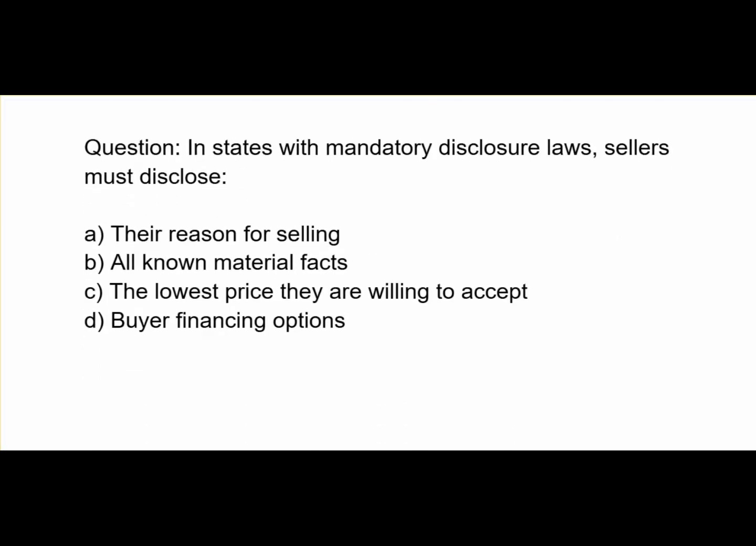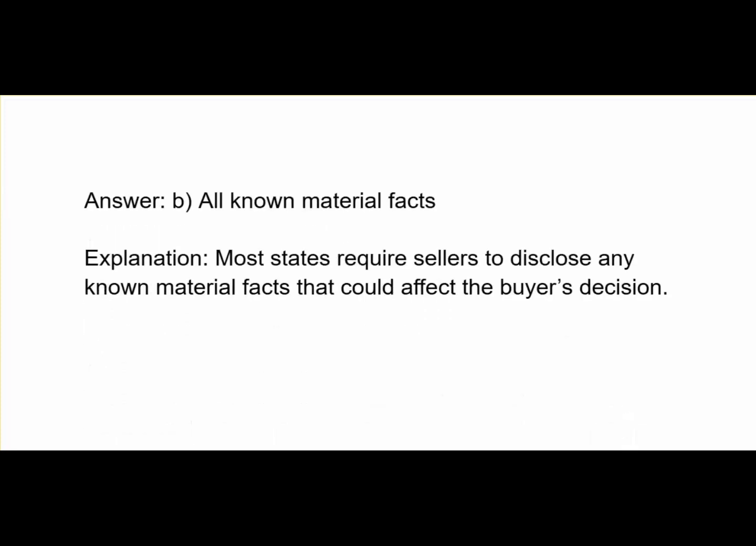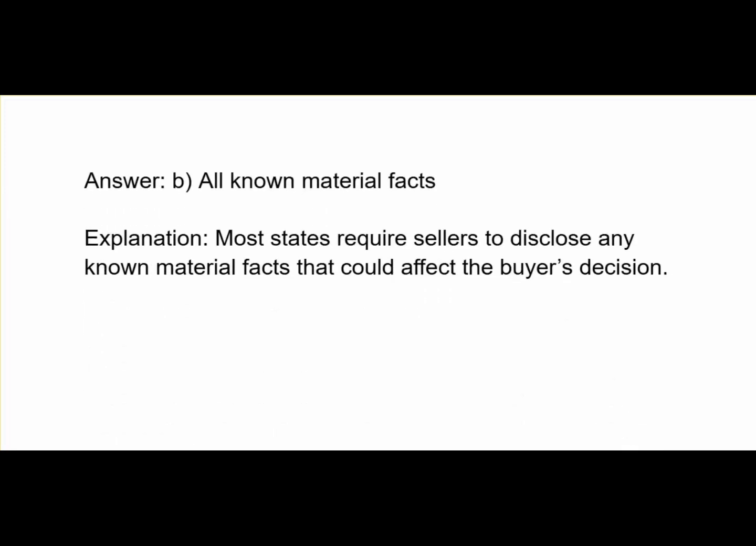In states with mandatory disclosure laws, sellers must disclose A, their reason for selling, B, all known material facts, C, the lowest price they are willing to accept, D, buyer financing options. B, all known material facts. Most states require sellers to disclose any known material facts that could affect the buyer's decision.